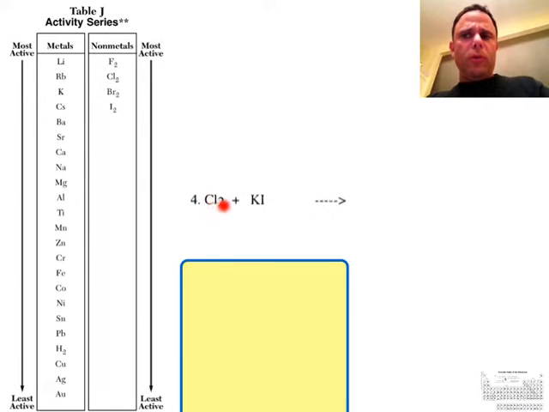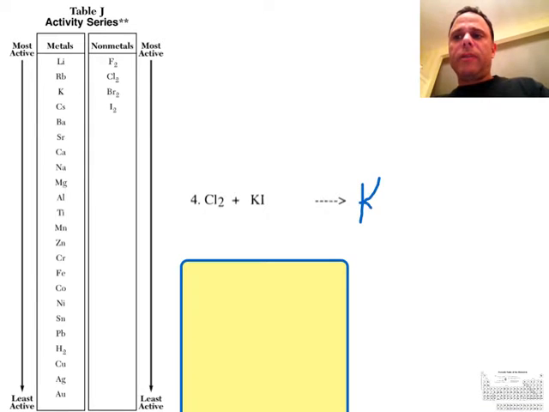Here we have 1 mole of the molecule known as chlorine, which has 2 moles of chlorine atoms to build it, combining with 1 mole of potassium iodide. Now chlorine's a nonmetal, so we're going to start looking over here for that. And chlorine resides right here, pretty high in activity, and iodine is right here, lower. So will chlorine take the place of iodine? And of course the answer is yes.